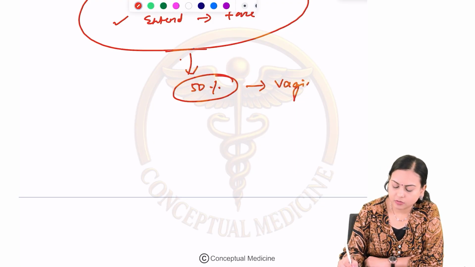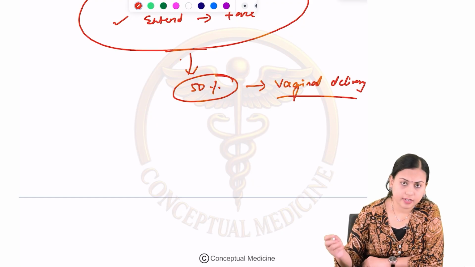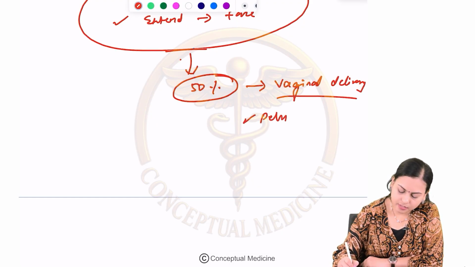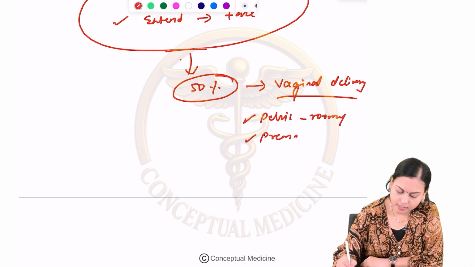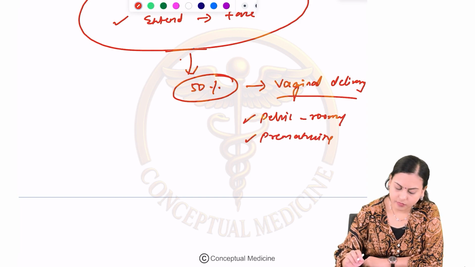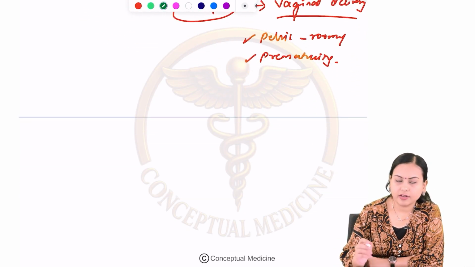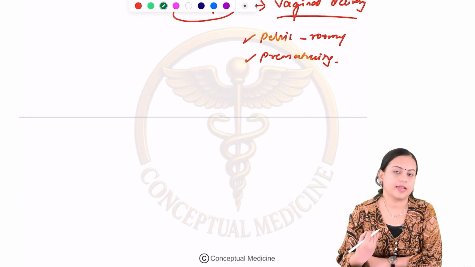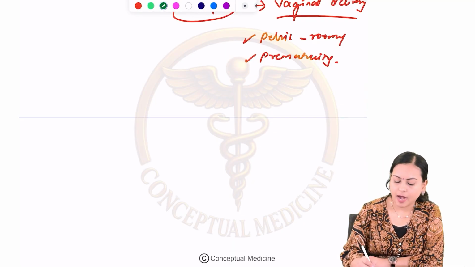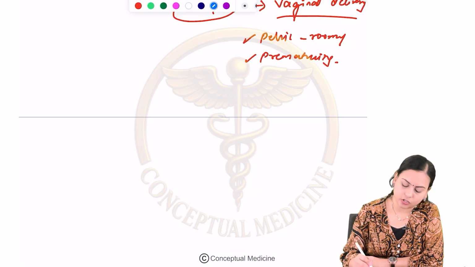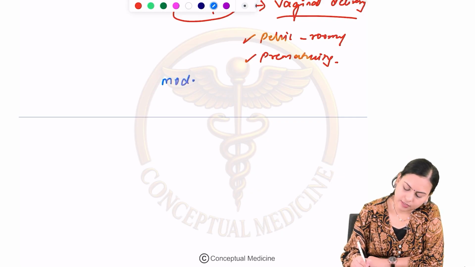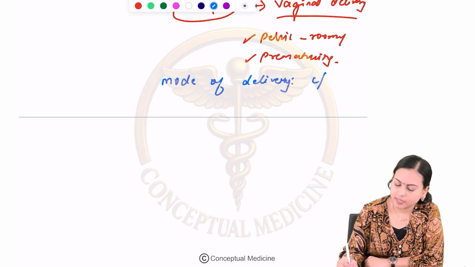If it happens so, then vaginal delivery is possible. And also vaginal delivery is possible when the pelvis is roomy or the fetus has prematurity. Otherwise, generally brow presentation does not have any specific mechanism of labor, and the only mode of delivery of brow presentation is going to be a cesarean section. So, mode of delivery is going to be cesarean section.